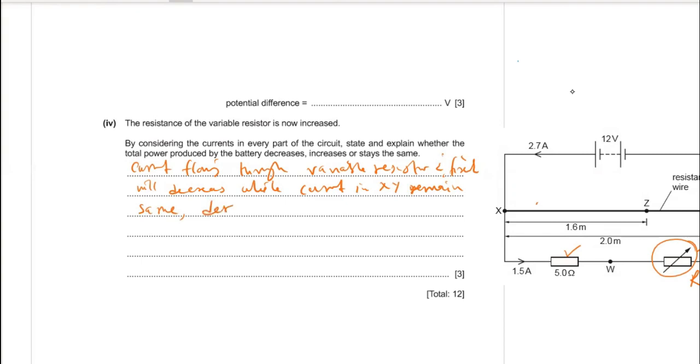So what does it mean? It means there will be a decrease. That means that the current flowing through the battery also decreases, and because power dissipated or produced is given by IV, the voltage is the same, but the current has decreased. Therefore, it means that the power produced by the battery will decrease.